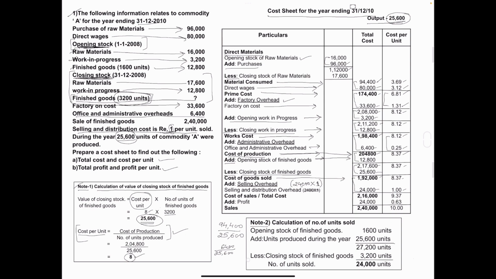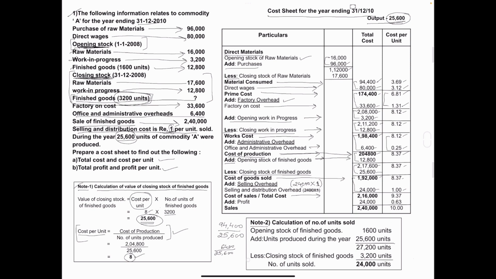1,92,000 plus 24,000 and the amount you will get 2,16,000 and here 9.37, and this is called cost of sales or total cost. Okay, now we have to see in this problem what they have given. So in every problem either they will give you information related to sales or information related to profit. Any one they will give. So in this problem they have given information related to sales.